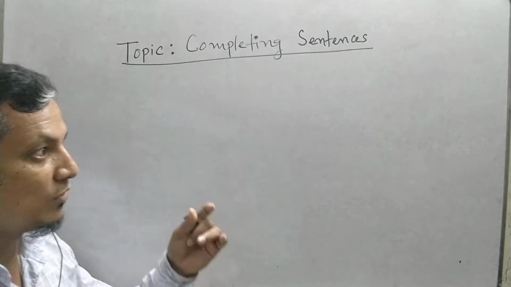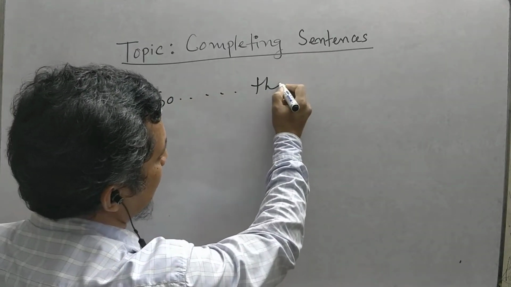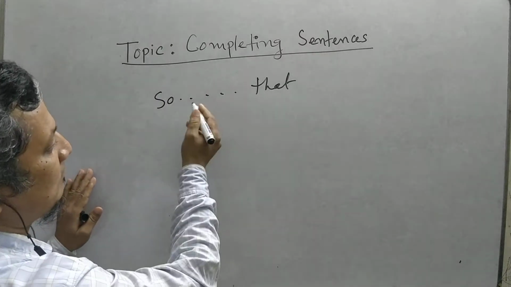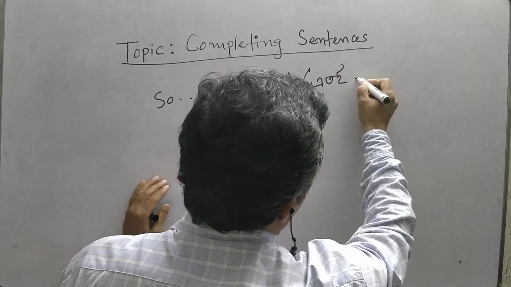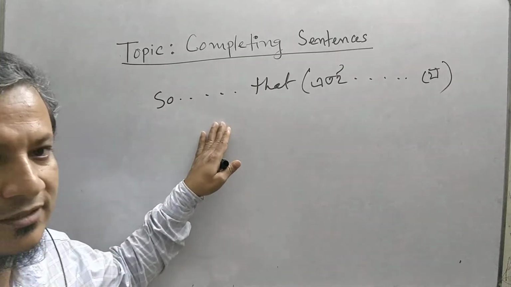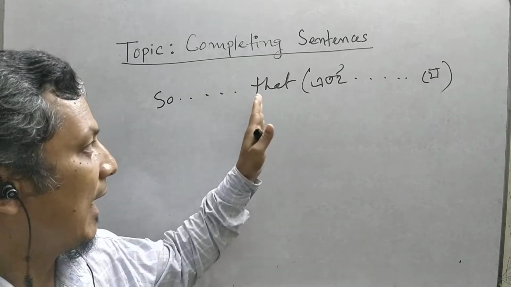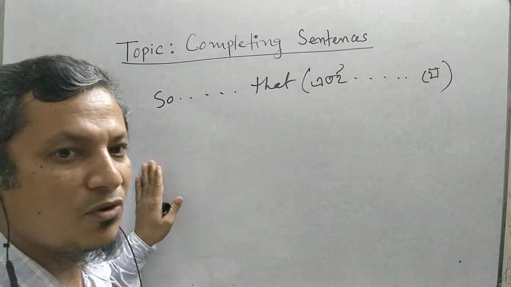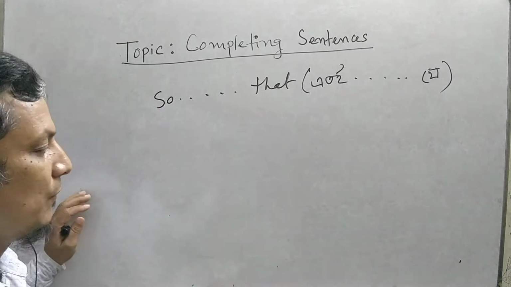Now, today's first rule is "so ... that". What is the Bangla meaning of that? The Bangla meaning is "etoi je". So ... that is used in complex sentences, and it is used in negative sense. Now I am giving one example to you for your better understanding. Follow me attentively.